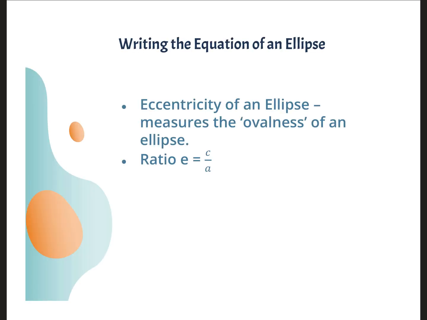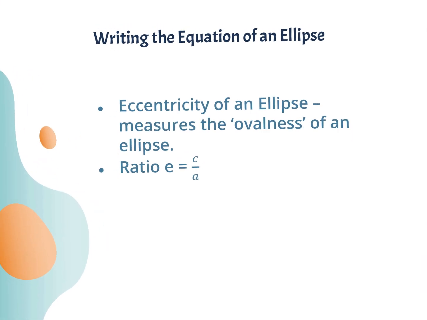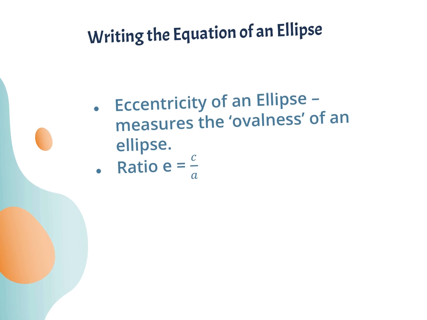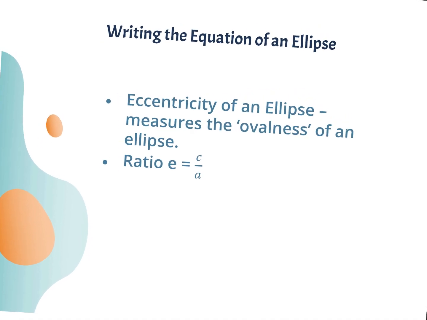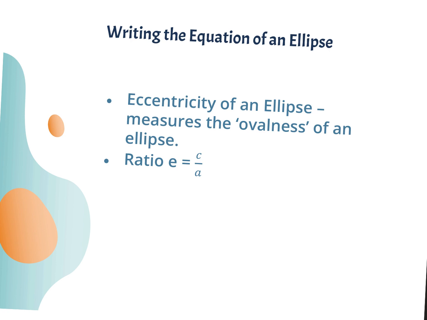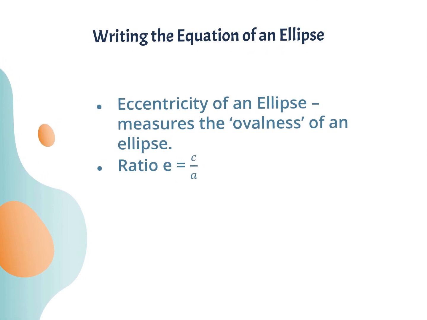So you might have had a question on WebAssign. I don't know if you guys had seen that yet, or if they asked for the eccentricity of an ellipse. It measures the ovalness of an ellipse, like how smushy to make it, pretty much. That's obviously not a math term. But it kind of tells you how to draw it, what the graph looks like.